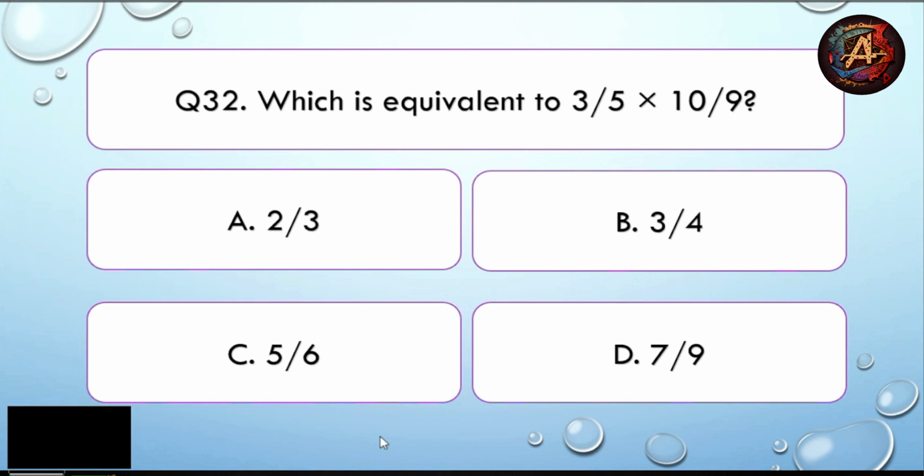Question number 32. Which is equivalent to 3 over 5 times 10 over 9? Is it A, 2 over 3, B, 3 over 4, C, 5 over 6, or D, 7 over 9? I'll give you 5 seconds.